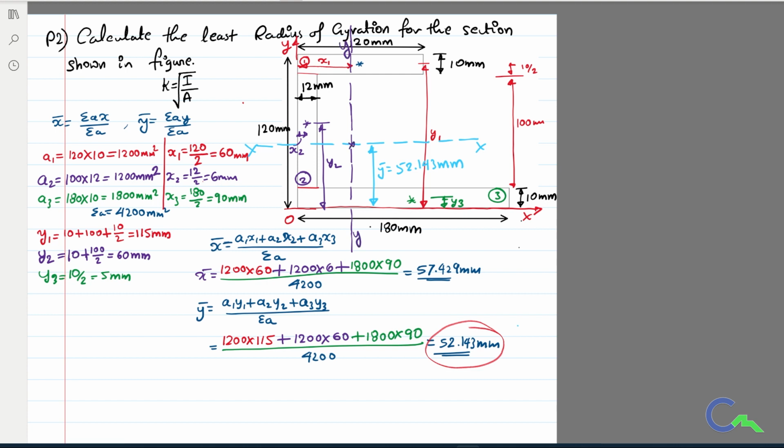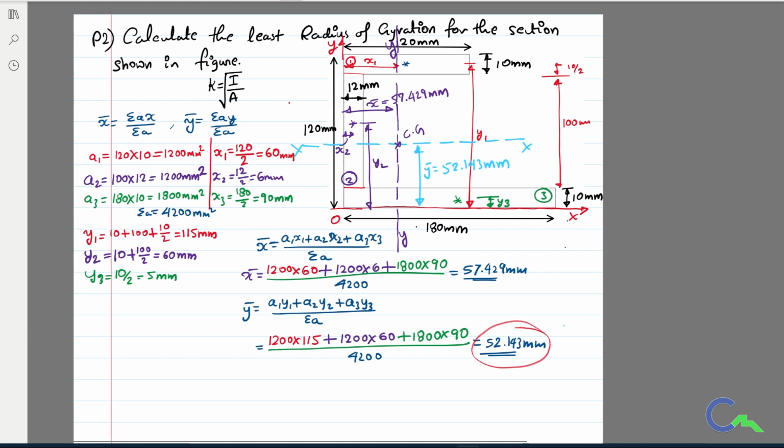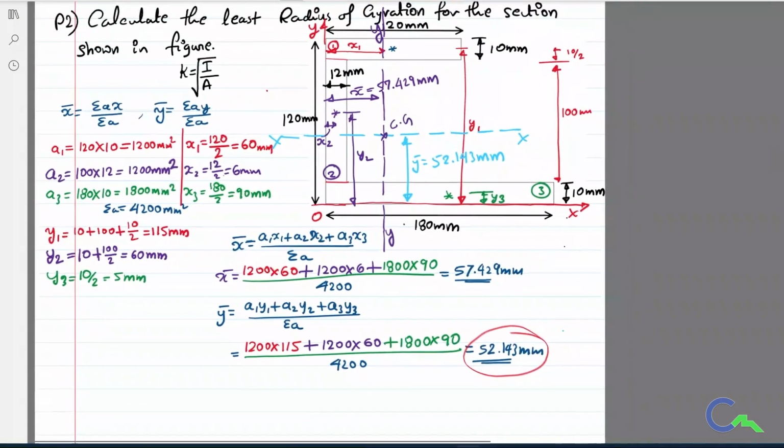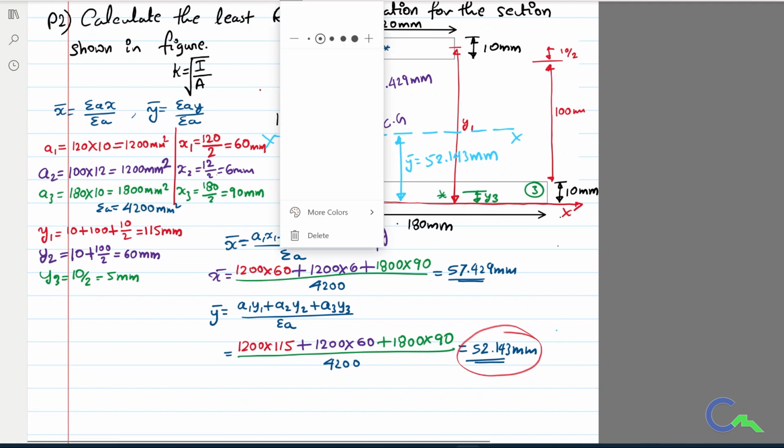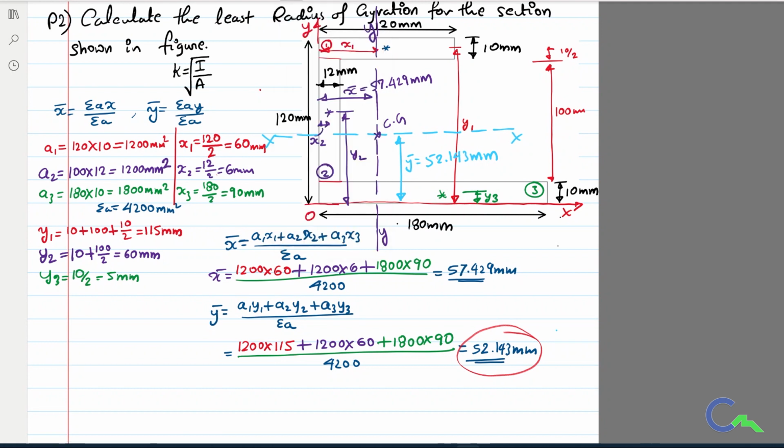So therefore I can get the value of CG over here. That is at a distance of x bar equal to 57.429 millimeter. So these are the values. Now let us calculate Ixx and Iyy. Once I get the Ixx and Iyy, I can compare which is the smaller value. For that I can calculate the radius of gyration.